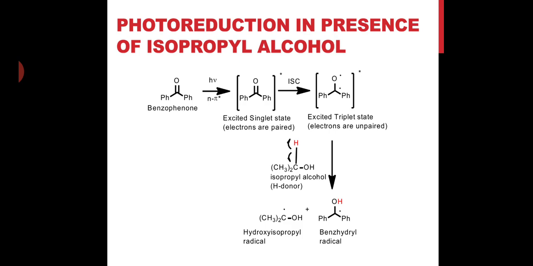Benzophenone in the presence of light undergoes n-pi star transition to give excited singlet state where the electrons are paired. This singlet state goes to excited triplet state where the electrons are unpaired through effective intersystem crossing and gives rise to diradical. This diradical abstracts a hydrogen from isopropyl alcohol to give benzhydryl radical and hydroxy isopropyl radical.